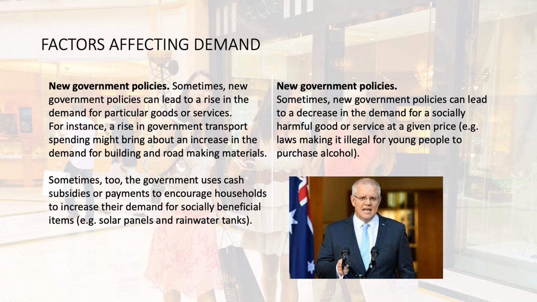The government can also impact demand as well. If the government puts more money into transport spending, it might bring about an increase in the demand for building and road making materials. And the government might use cash to encourage people to buy certain items such as solar panels and rainwater tanks, and as a result, those government policies will increase demand. In addition, some government policies are designed to reduce demand, and the most obvious one is taxes on things like cigarettes, but also laws making it illegal for young people to purchase alcohol and as a result reduce demand.